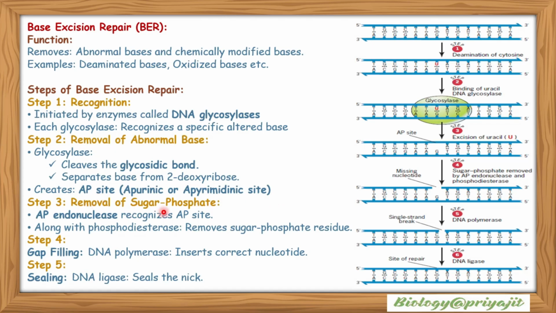The third step is the removal of sugar phosphate. AP endonuclease recognizes the AP site, along with a phosphodiesterase enzyme. It removes the sugar phosphate residue. Gap filling: DNA polymerase inserts the correct nucleotide. Sealing: DNA ligase seals the nick. See, this is the image showing the mechanism of base excision repair.